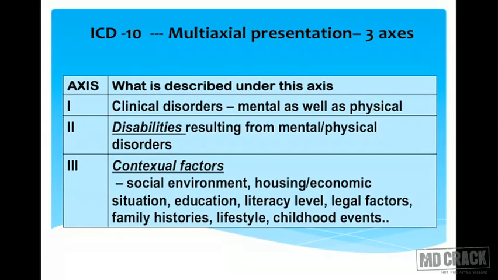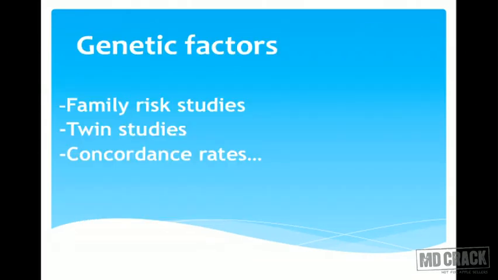ICD-10 is a multiaxial presentation as well, but there are 3 axes. The first axis describes the clinical disorder, the mental as well as physical. The second axis describes the disabilities resulting from mental and physical disorders. And axis 3 is the contextual factors like social and environmental factors, housing, economic situation, education, literacy level and legal factors, family histories, lifestyles, childhood events, and so on. All those contextual factors come under axis 3.